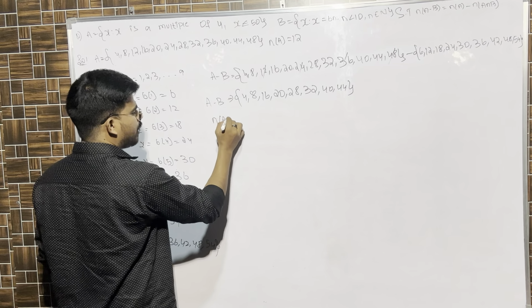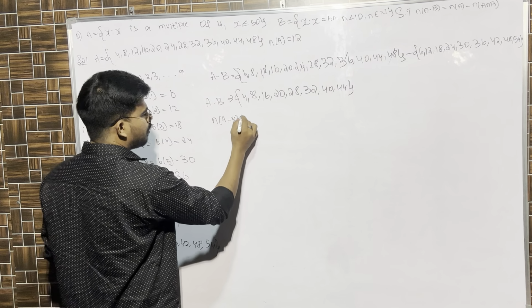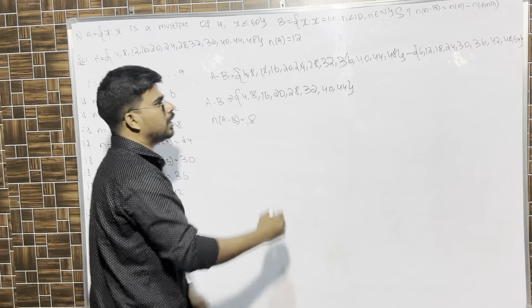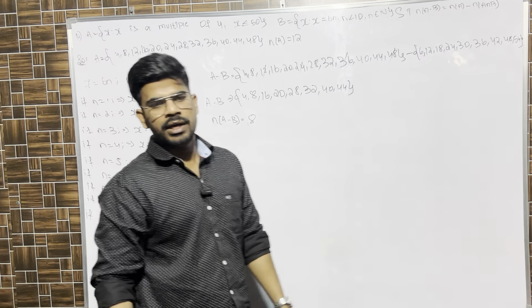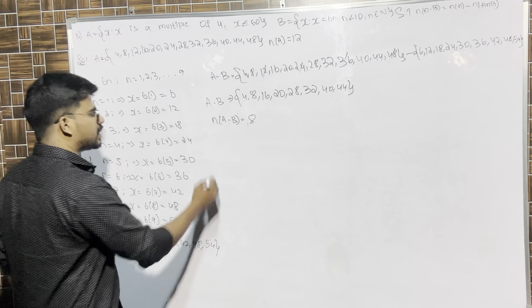Number of terms in A minus B. How many terms are there? 1, 2, 3, 4, 5, 6, 7, 8. 8 terms are there in A minus B. Right. Number of terms in A minus B we have, and number of terms in A we have. All we have to do now is A intersection B. First we will find A intersection B, then find the number of terms in it.